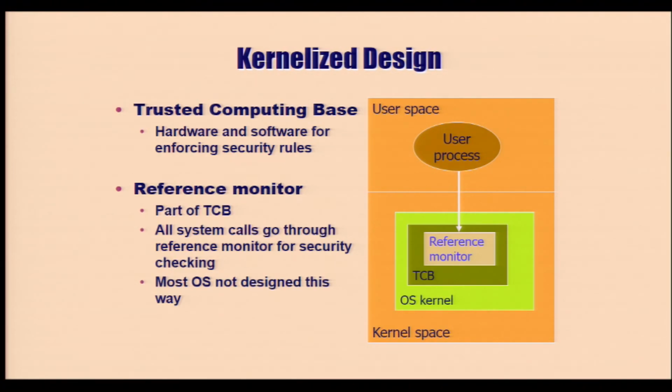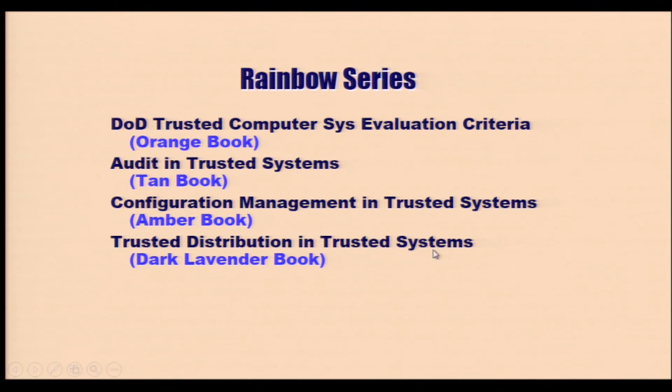So, this is our strategy, a kernelized design, a trusted computer base, which builds all these levels, and we created a rainbow series: orange book, tan book, amber book, dark lavender book, which talks about the various levels. Every book has its own problems, every book has its own capability. It can take you up to a level. Beyond that, you are the concerned person, you are responsible for your work. The operating system will take you up to this far.